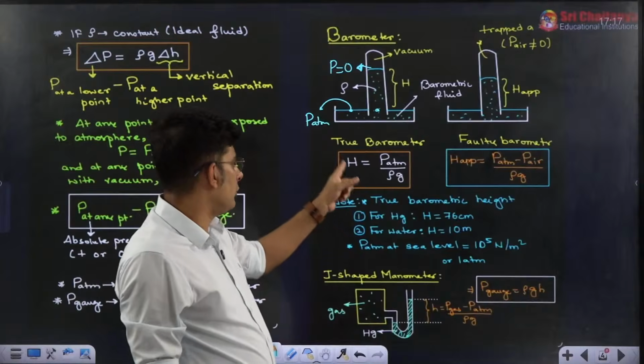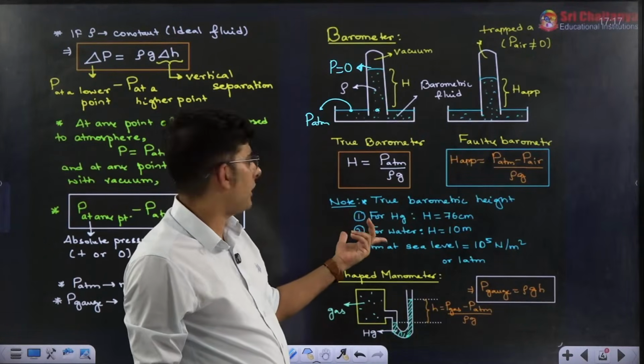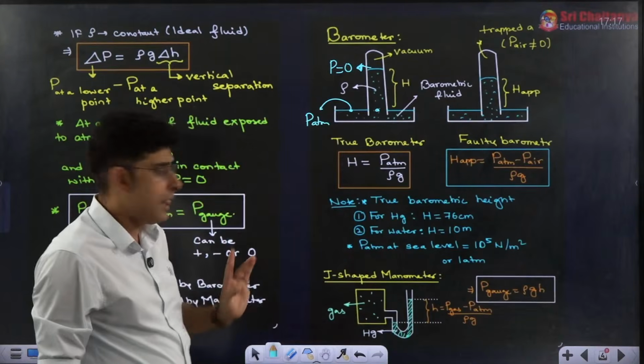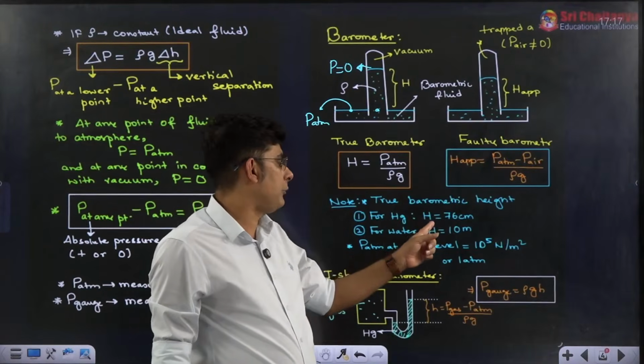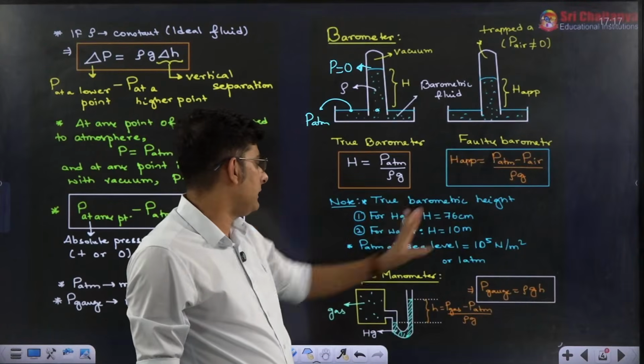Or conversely, if you know the barometric height, the density of the liquid, and the g value, we know 10 meters per second square, we get the atmospheric pressure at that place. This is called a true barometer. True barometric height for mercury, if you are using mercury as the barometric fluid, you get H equals 76 centimeter. If you are using water, you get 10 meter.